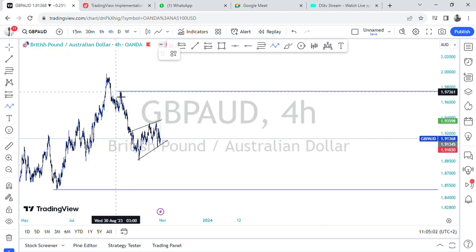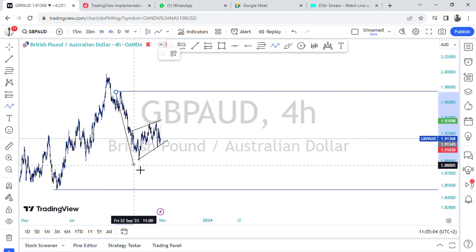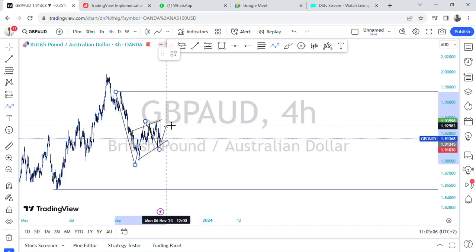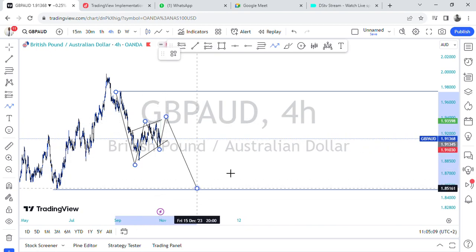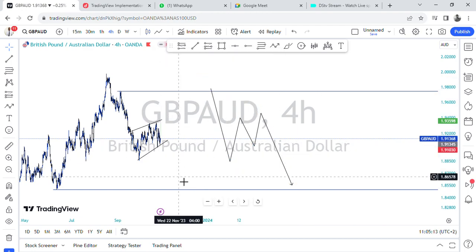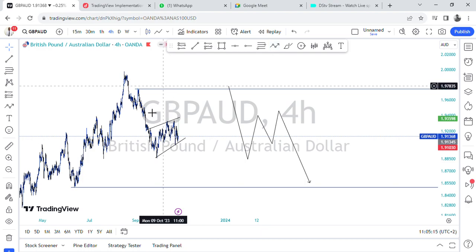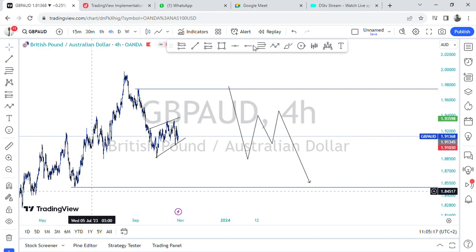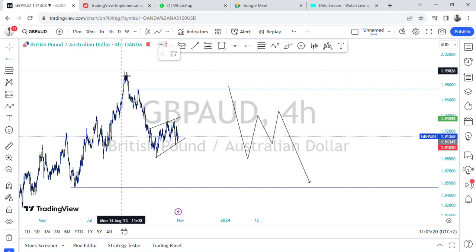It's your impulse and then your correction. Now you expect another impulse to the downside. Actually, let me place this on the side for you. And then you've got your areas of supply and demand. Highest point and the lowest point here. You can mark this point here as well.